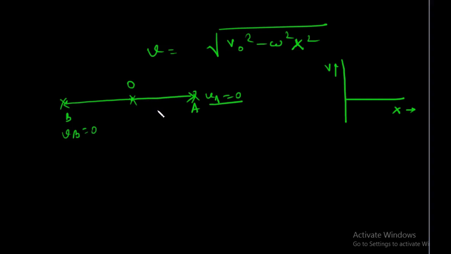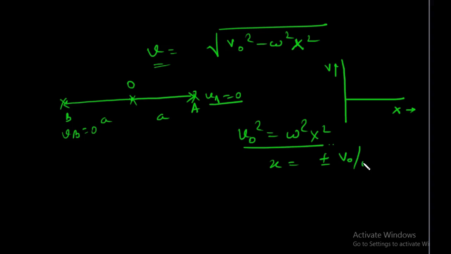Alright, since it is SHM, both the points are equal distance, so let us say this is A and this is A. Okay, so when is velocity 0? If v is 0, then v0 square would be equal to omega square x square. Okay, right. So this means x equal to plus minus v0 by omega, or we can say this is A. Alright, so at this point velocity is 0. Okay, this we have established.